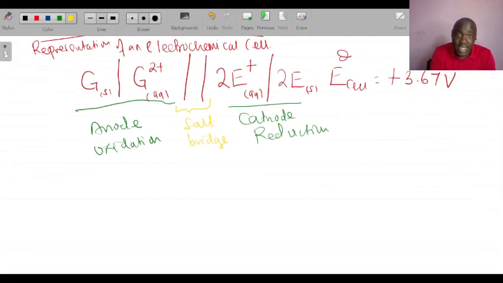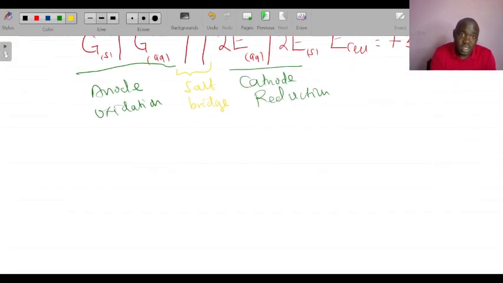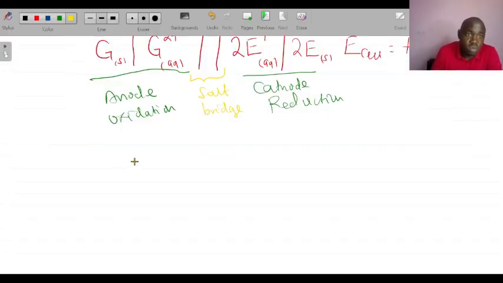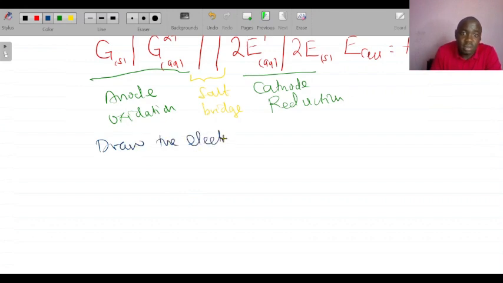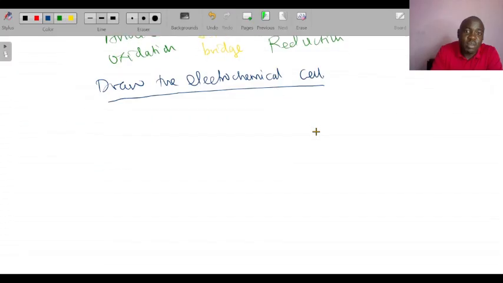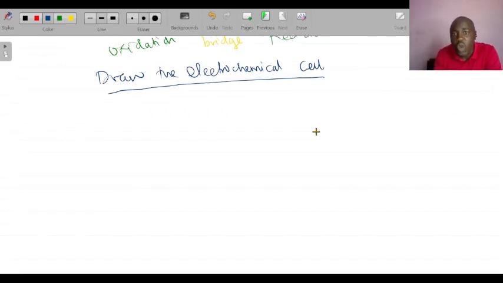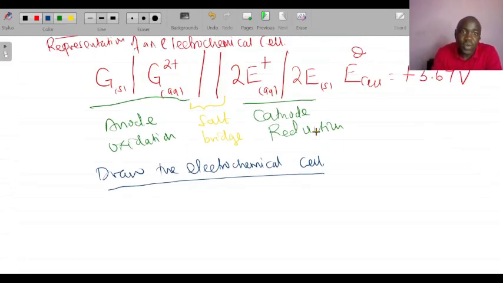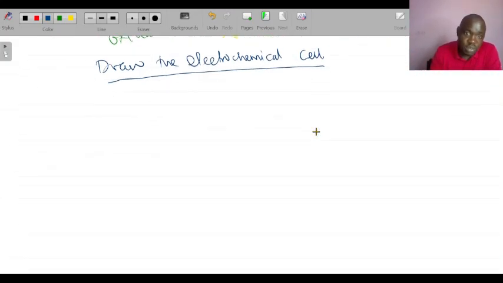But again, as a student, it's also important to consider what if you are asked to draw, because it's also a possibility to draw the electrochemical cell. How do we go about it? You must remember that an electrochemical cell must have two half cells. In other words, we must have the G half cell being connected to the E half cell by use of a salt bridge.